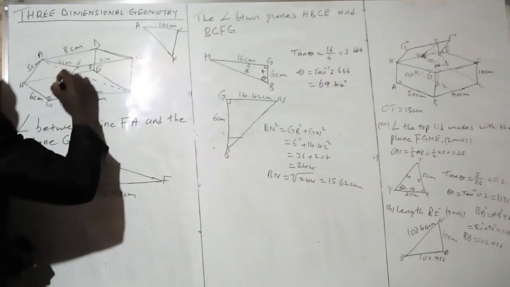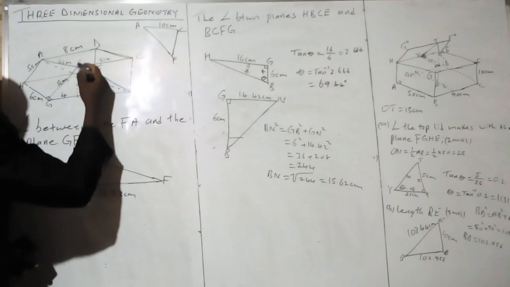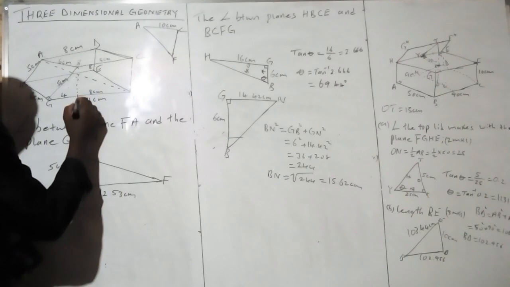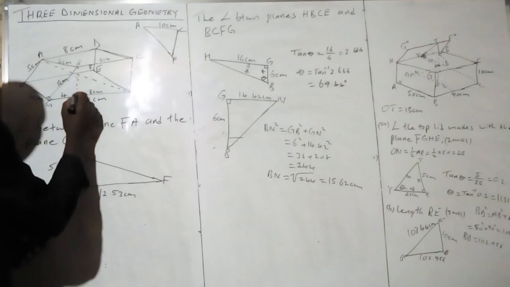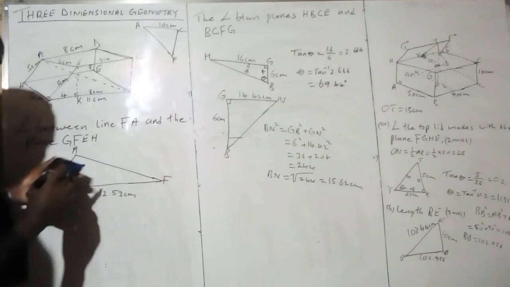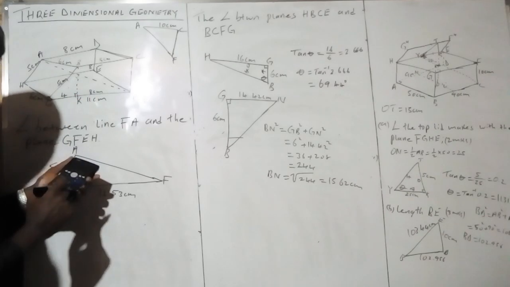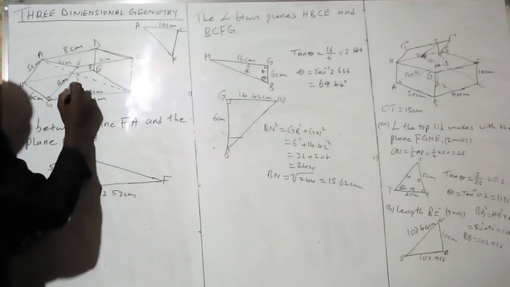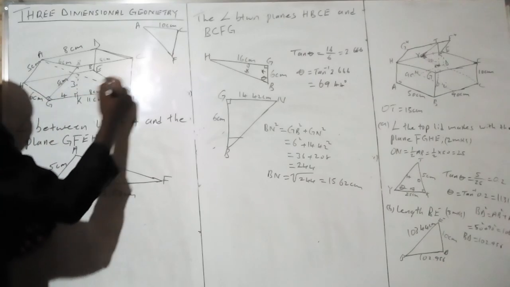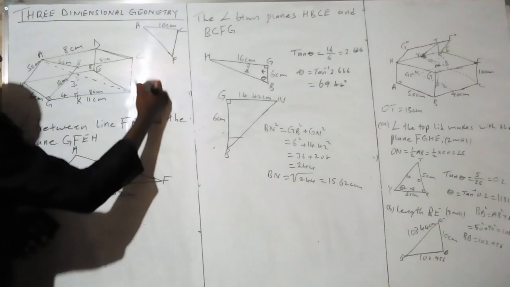So we can call this point K. We can get BK using Pythagoras. This angle is 90. We say 5 squared, which is 25, minus 4 squared, is equal to 9. Square root of 9 is 3. So BK is 3, which is the same as CF, 3. So our CF is 3 there.